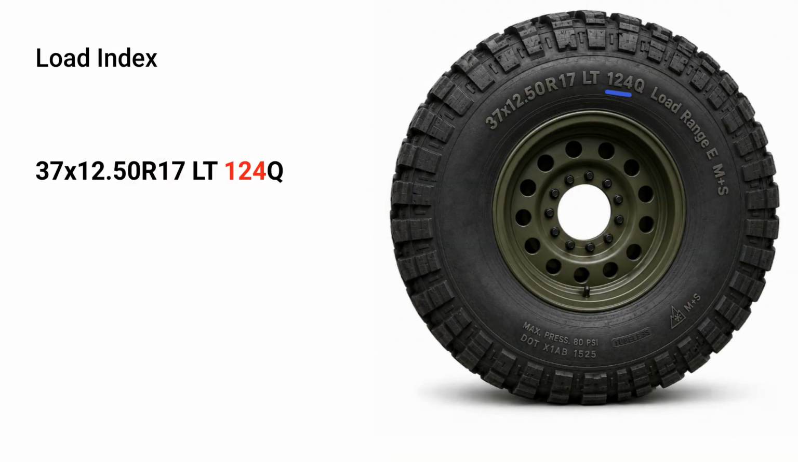Next, let us understand the load index. The load index is a numerical code that indicates the maximum weight a tyre can safely carry under specified operating conditions. In our example, the number 124 is the load index. A load index of 124 corresponds to a maximum load capacity of approximately 1,600 kilograms per tyre. However, engineers should not select a tyre based only on this maximum value. Vehicle load distribution, dynamic loads, terrain, and a safety margin must also be considered. So the load index helps confirm whether the tyre can safely support the required wheel load.